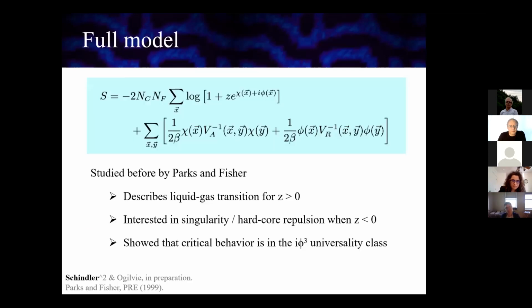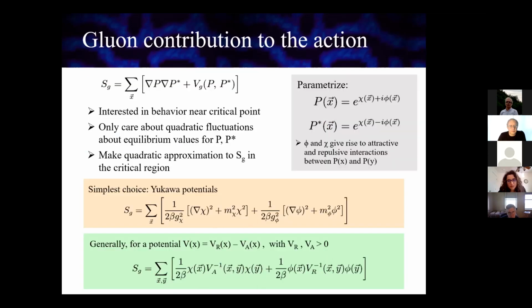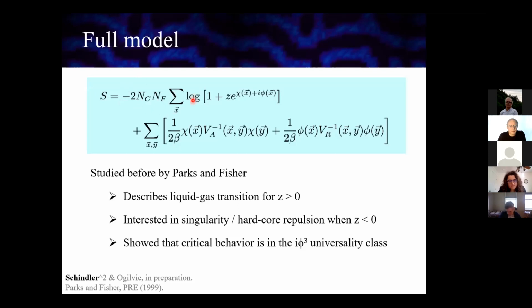So what is the full model? Let me just write this out. This is this green one down here. You've got this fermion contribution, where z is just the e to the minus beta, the constant, e to the chi plus i phi. And then you've got this gluon contribution that's generic. This has actually been studied before by Parks and Fisher. They were studying the liquid-gas transition for z greater than 0. They were really interested in these hardcore repulsion effects when z is less than 0, and they showed that the critical behavior there is in the i phi cubed universality class.